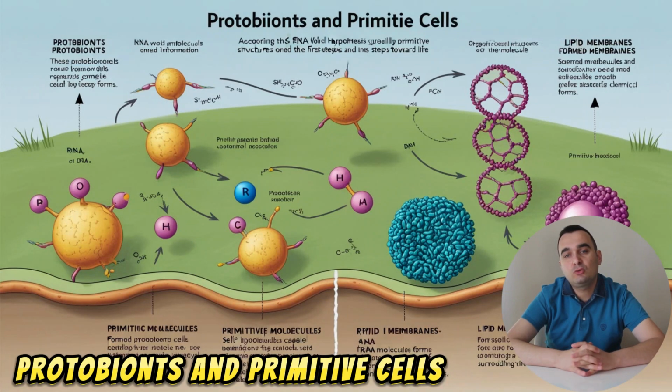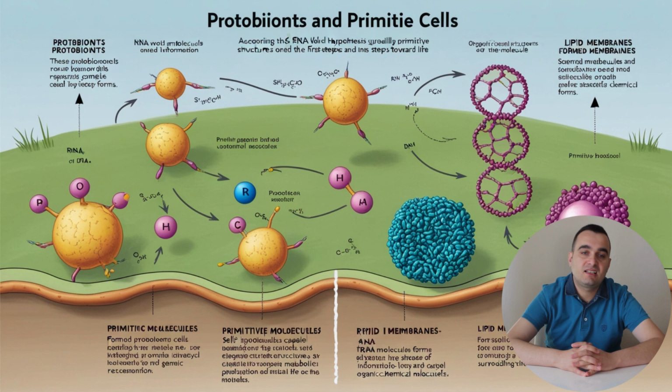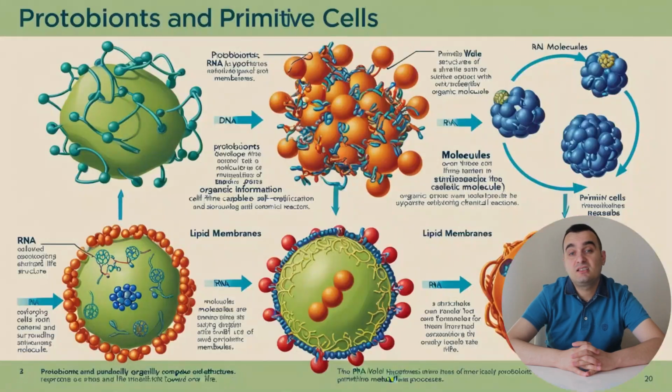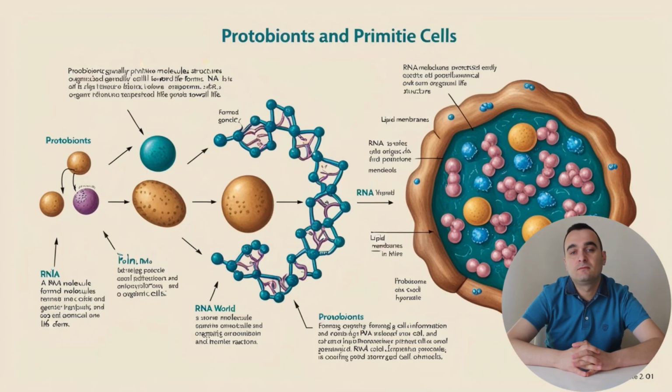Protobionts and primitive cells. These organic molecules gradually formed more complex structures over time, known as protobionts. Protobionts are primitive cell-like structures representing the first steps toward life. According to the RNA world hypothesis, these structures developed molecules capable of storing genetic information and self-replication. RNA, like DNA, is a molecule that carries genetic information. RNA can store information and catalyze chemical reactions. These properties make RNA a potential foundational molecule for early life forms.